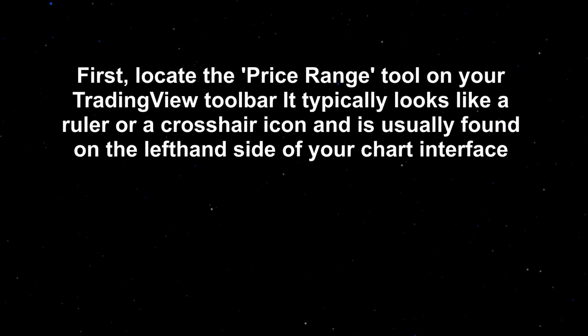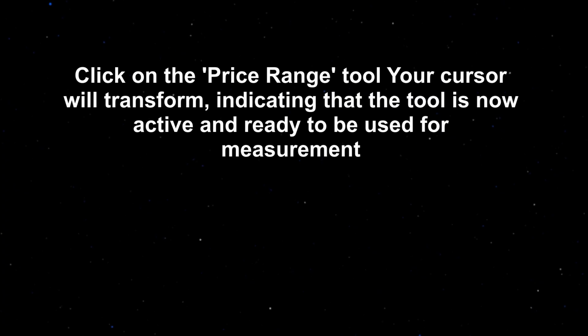First, locate the price range tool on your Tradingview toolbar. It typically looks like a ruler or a crosshair icon and is usually found on the left-hand side of your chart interface. Click on the price range tool. Your cursor will transform, indicating that the tool is now active and ready to be used for measurement.